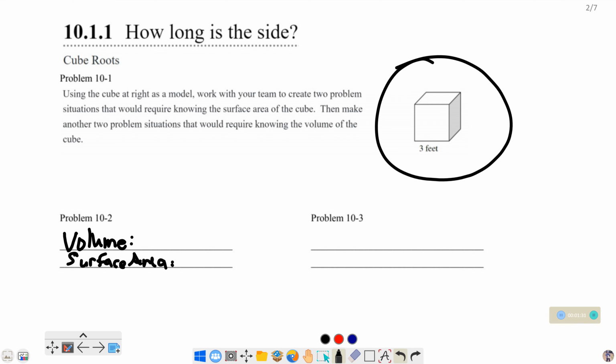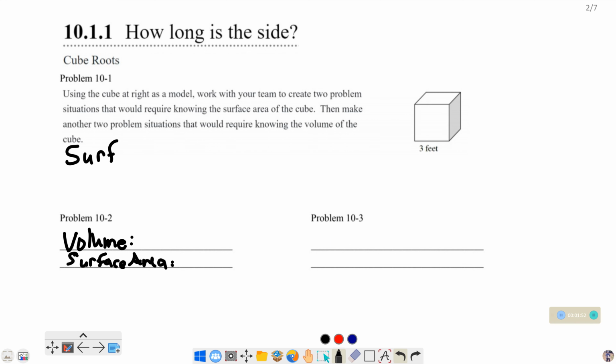So problem 10-1, using the cube at right as a model, work with your team to create two problem situations that would require knowing the surface area of the cube, then make another two problem situations that would require knowing the volume of the cube. So you need to come up with two situations for surface area, and you need to come up with two situations for volume. Okay, go ahead and pause the video to come up with those two situations. Pause now.